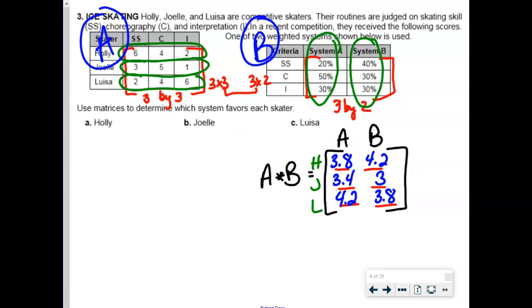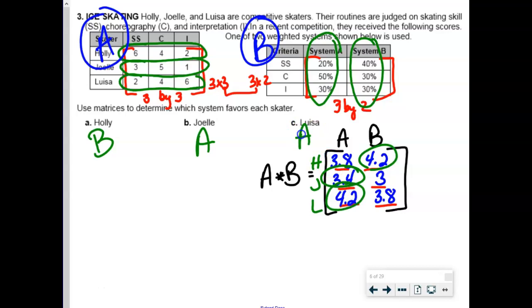So when I'm looking at Holly's scores, which system does Holly's skating style benefit in? Is it system A or B? Where does she score higher? I think it'd be B. She scores a 4.2, doesn't she? There we go. So then for Joelle, she scores higher in System A. And Louisa, she's going to score higher in System A as well.